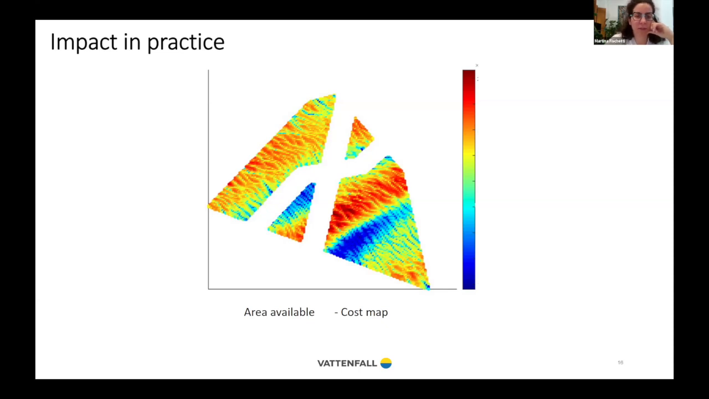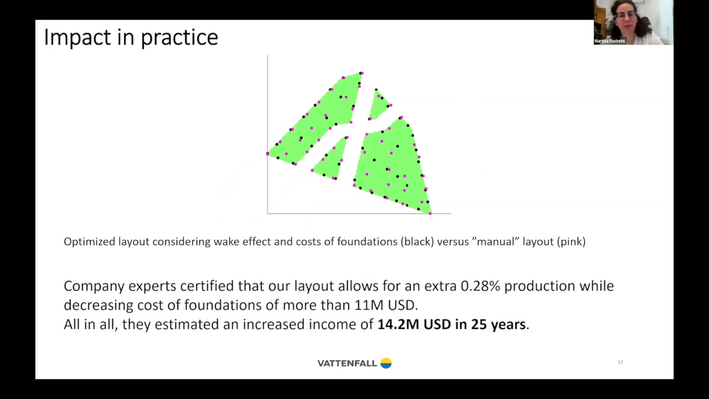We had to balance between a position that had possibly higher production and possibly also a higher cost compared to others. We are given this information as input, together with the number of turbines that we want to place. So we optimize the layout and we obtain the black layout here. The dots represent turbines. And we compare this one with the layout that would have been done otherwise inside the company, that is represented in pink.